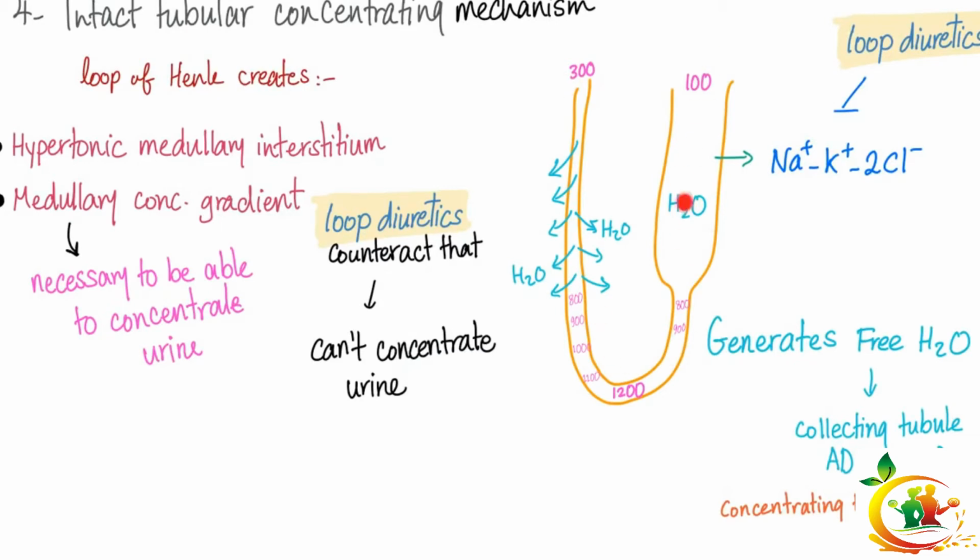Intact tubular concentrating mechanisms. The loop of Henle concentrates your urine, it creates the hypertonic medullary interstitium and the medullary concentration gradient. And it has the sodium-potassium 2 chloride channel, which generates free water because it extracts all of the electrolytes away from the filtrate, leaving the tubule with only water. This is called free water. Free water is going to go to the collecting tubule, acted upon by ADH through the V2 receptor. This will lead to concentration of the urine. But when you use loop diuretics, you are counteracting the ability of the loop of Henle to concentrate urine.